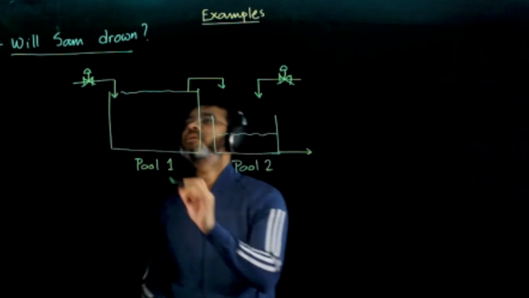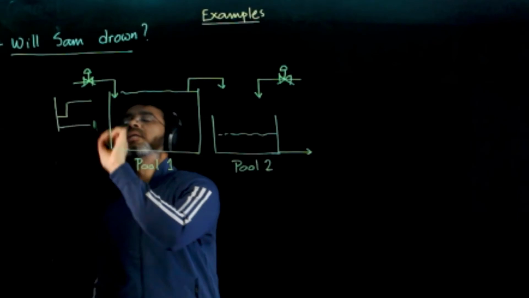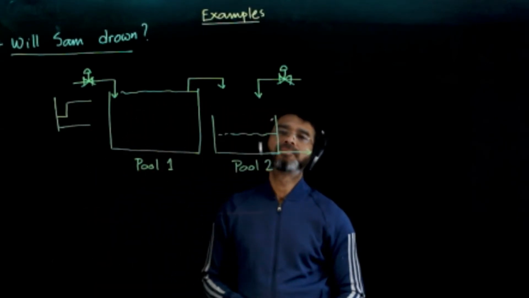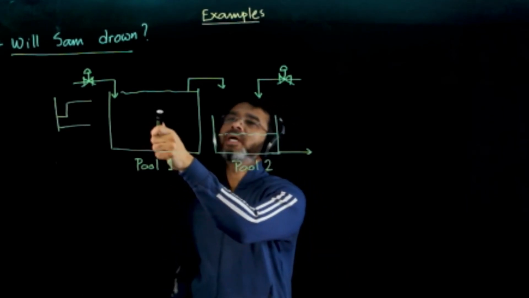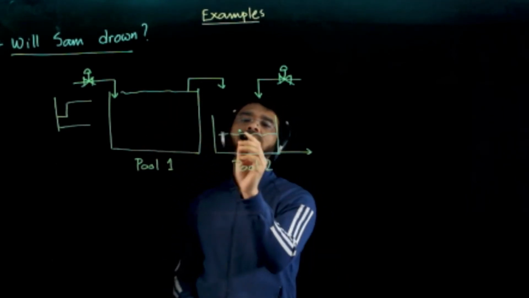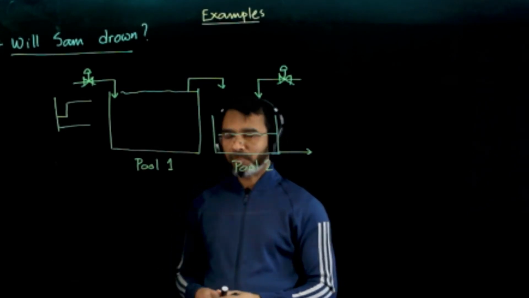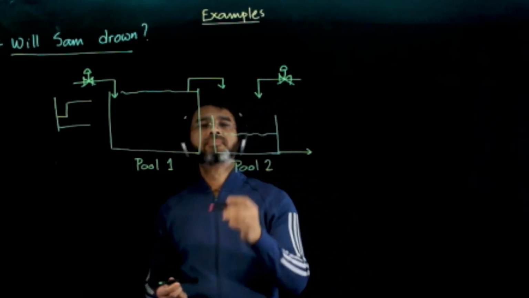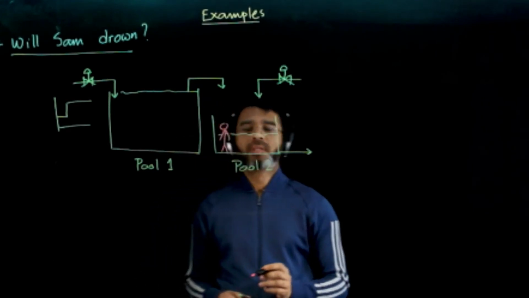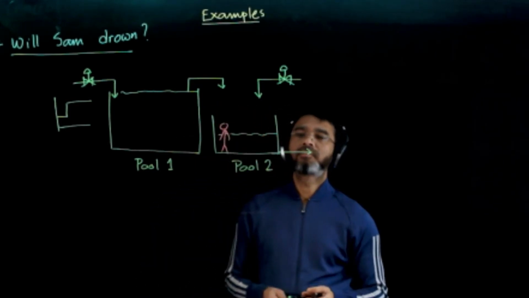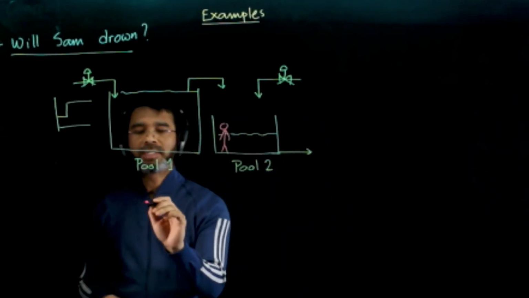Now what happens if someone increases the flow rate of water there? You can think about what will happen to the flow rate here. The level will go up here, so the flow rate will increase, and that will increase the level in the second pool. Now the problem is, if Sam is standing there, a 2-year-old boy, the question we're asking is, will Sam drown?